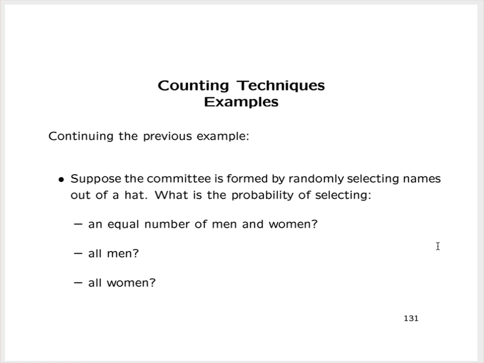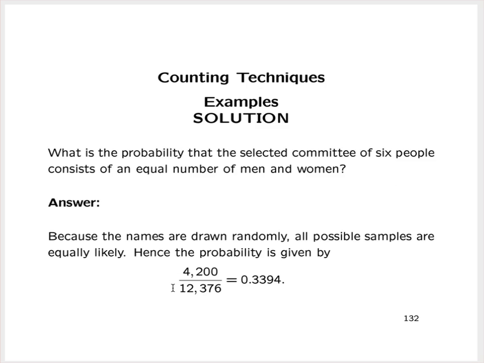And so continuing that previous example, suppose that the committee is formed by randomly selecting names out of a hat. All right? And when we say that, what we mean is that all possible committees of 6 people are equally likely. And so with that assumption here, what is the probability of selecting a committee that has an equal number of men and women? What is the probability of selecting a committee of 6 people that has all men? And what is the probability of selecting a 6-person committee that has all women? Well, we've got all the ingredients we need to calculate this.